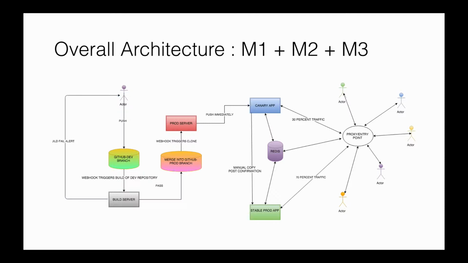And on the production server we have the canary version of the application, and the stable version of the application. So 30% of the traffic goes to the canary app and 70% goes to the stable version. And we use Redis database to store the configuration information such as feature flags. And we have implemented load balancing using proxies, and there is a single entry point for the application.